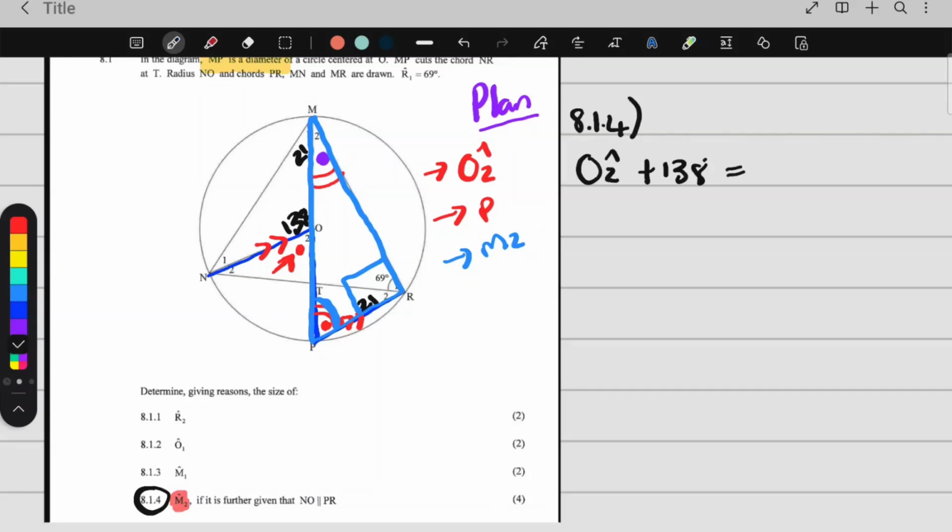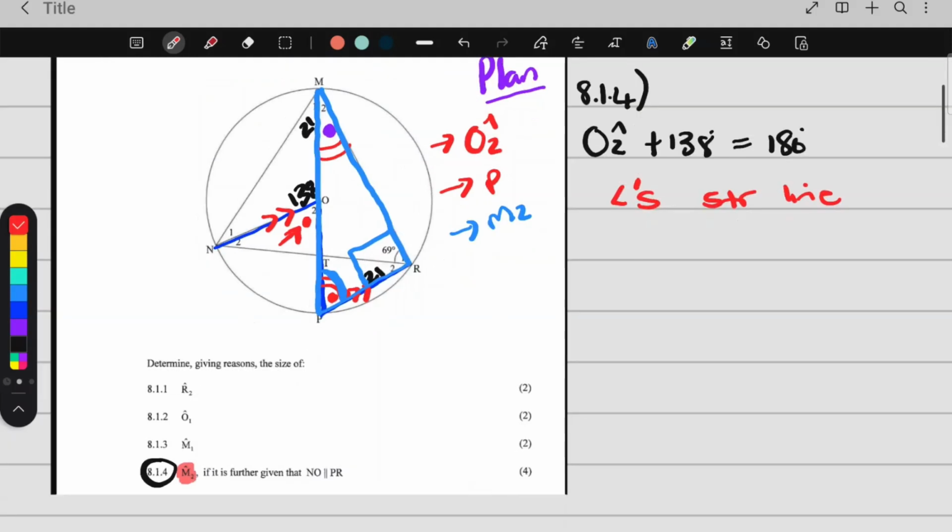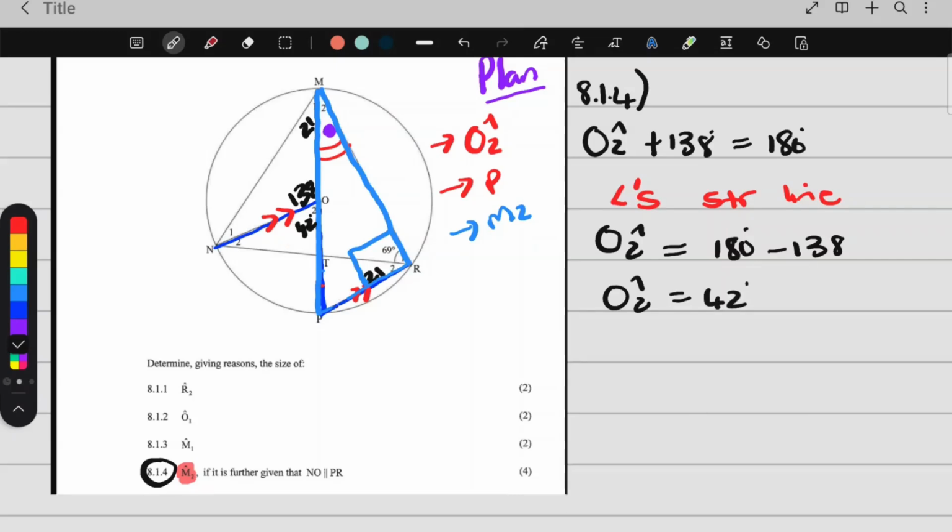Angle O2 plus 138 degrees will add up to 180 degrees. And my reason is angles on a straight line. Therefore, angle O2 is 180 minus 138. And that gives me 42 degrees. This angle here is now 42 degrees.